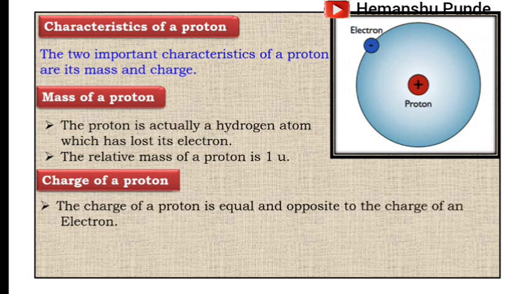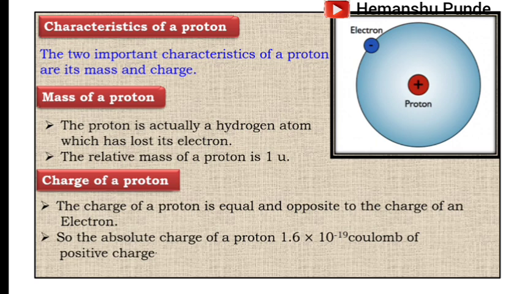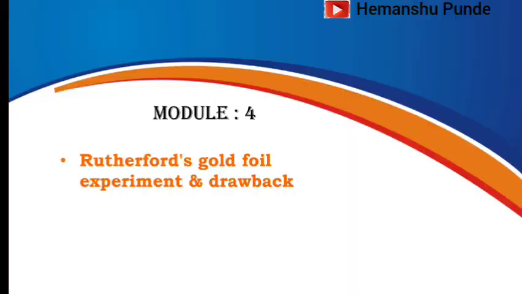Charge of a proton. The charge of a proton is equal and opposite to the charge of an electron. That's why an atom will be electrically neutral. So the absolute charge of a proton is 1.6 × 10^-19 coulomb of positive charge. In other words, the relative charge of a proton is +1.